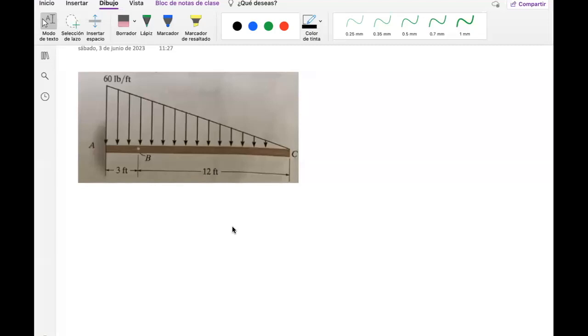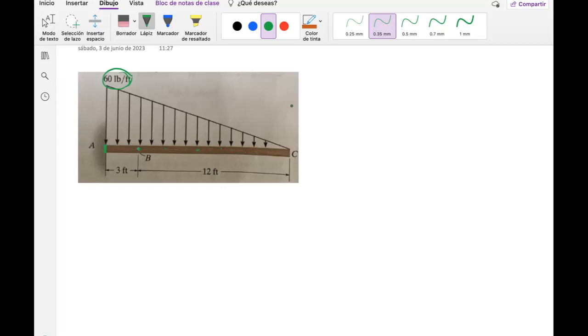Guys, this one is about getting the shear force, bending moment, and axial load, if that exists, at one particular point, point B. So we have our beam. We will assume that it's attached to the wall here at A, and it has a length of 15 feet. It's subject to this distributed load applied above it. Here we have the maximum, and we have this triangular distribution.